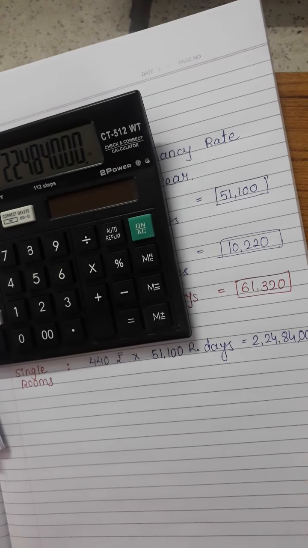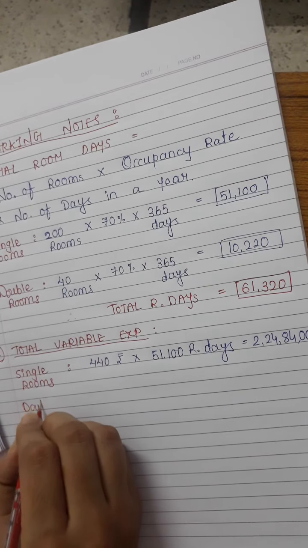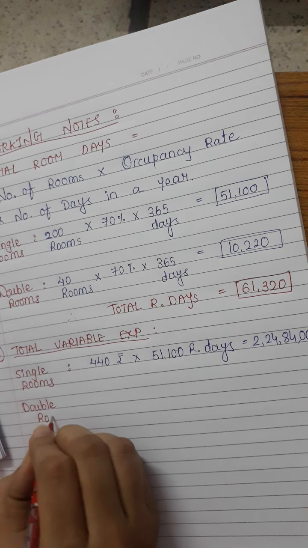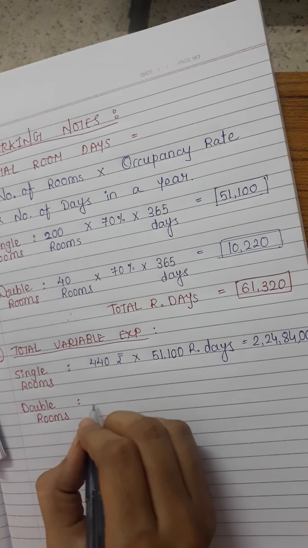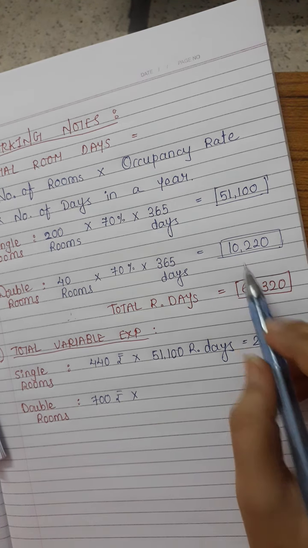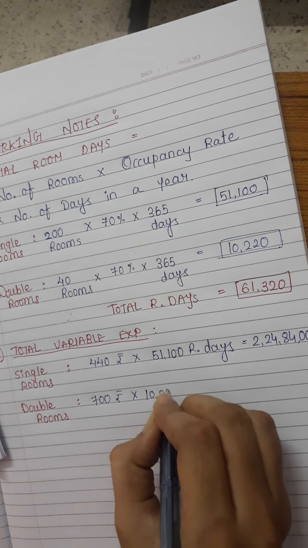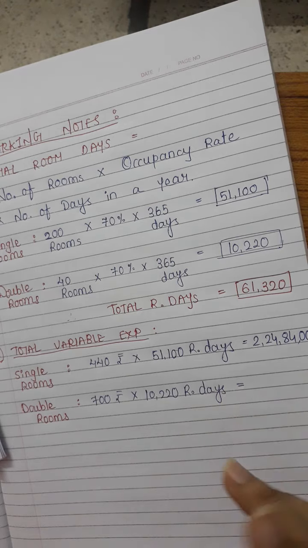Now the next one is double rooms. In case of double rooms, charges are 700 rupees. Multiply double room days, 10,220. Calculate this.